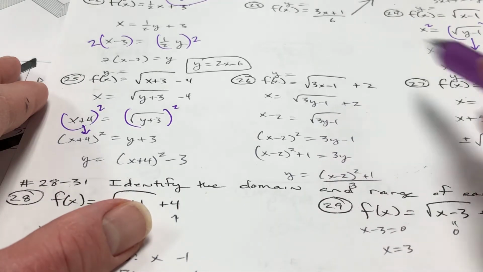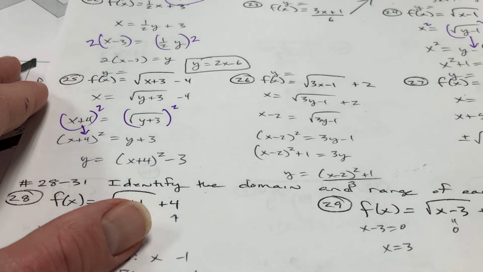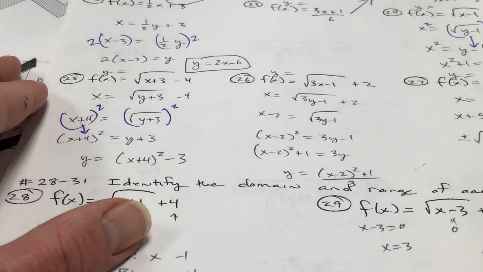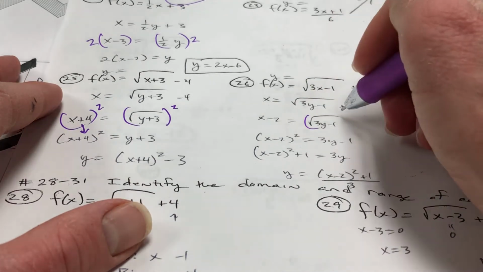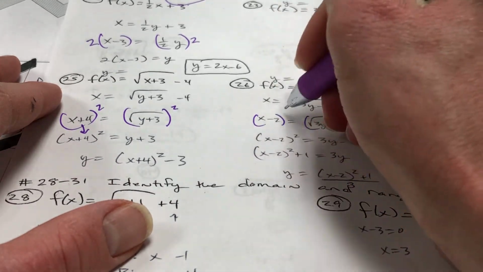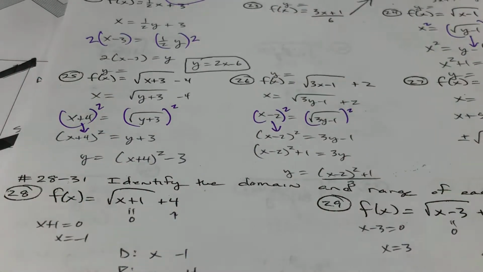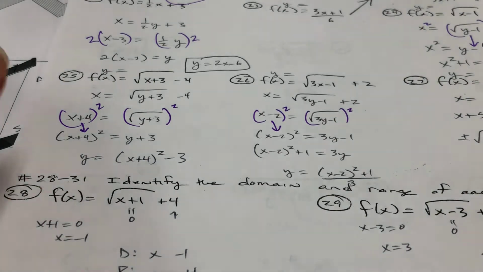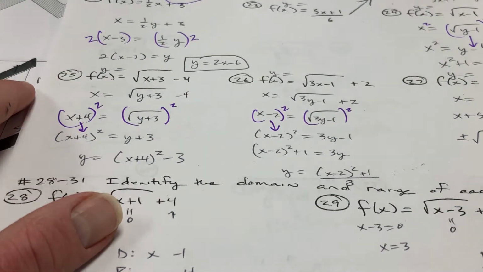Y equals the square root of 3x minus 1 plus 2. So x equals the square root of 3y minus 1 plus 2. I'm going to subtract 2 from both sides. Here, I'm going to square both sides. X minus 2, all of it squared, is 3y minus 1. Add 1 to both sides. Divide both sides by 3.